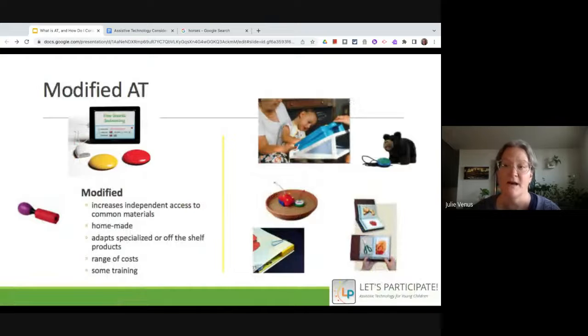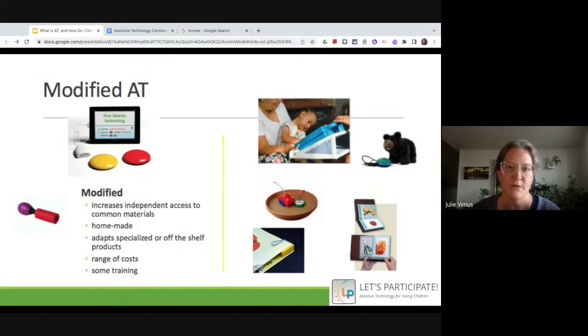Sometimes we can modify AT that would just increase the independent access to common materials. These things are homemade and it adapts things that you would just buy off the shelf. Can be a total range of costs, might require some training or specialized knowledge, but not always. You'll see there's a shaker for music or noise making that just has a built up handle by putting a foam handle on there that makes that a bigger grasp.